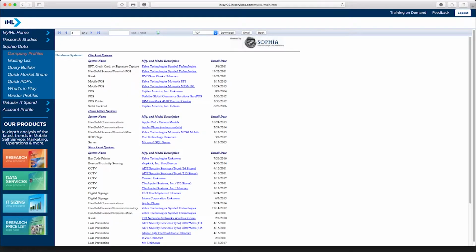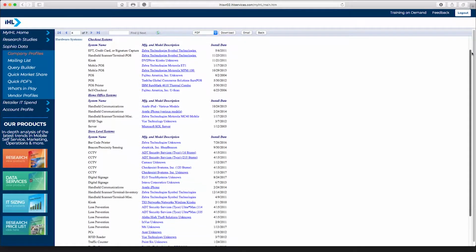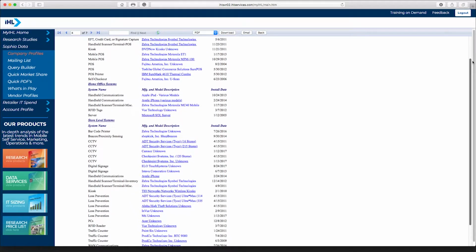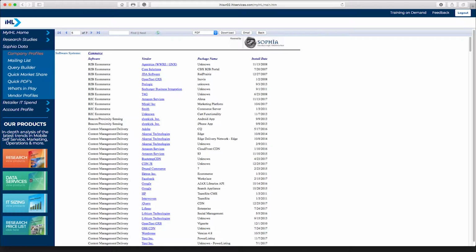The Hardware Systems page is next, and it does a deep dive into the specific technologies that the company uses. We break it down further into checkout systems, home office systems, and store-level systems. On page 5, you can see the software systems the retailer is utilizing. You can see this at a much deeper dive of systems than hardware.